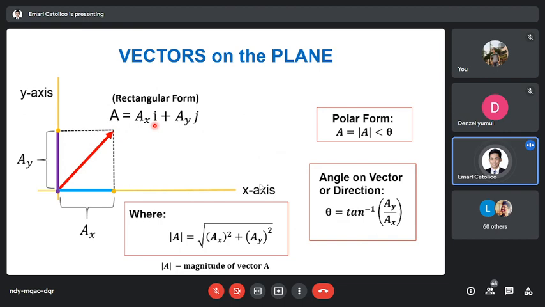So kapag positive I, yung vector natin is nasa right side of the Cartesian plane. Kapag negative I, nasa left side. Kapag J naman, positive J, nasa above ng ating origin. Then kapag negative J, below the origin. Since yung I at J natin is both positive, therefore yung vector A natin is at quadrant 1. Okay, so I hope malinaw yan, no? Then polar form, vector A is equal to the magnitude of vector A, angle theta.